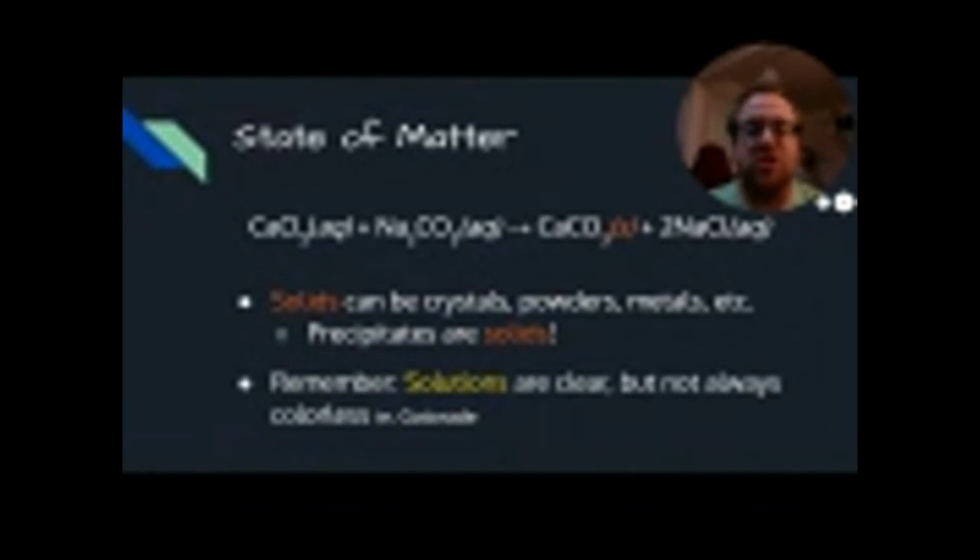Solutions, remember, solutions are clear, but they're not always colorless. Think about Gatorade, think about Kool-Aid, right? They're solutions, they're clear, but they're not colorless. And so our three solutions here, both of our reactants and one of our products, are going to be solutions. So we should see clear liquids. They're actually solutions, but we're going to see clear liquids.